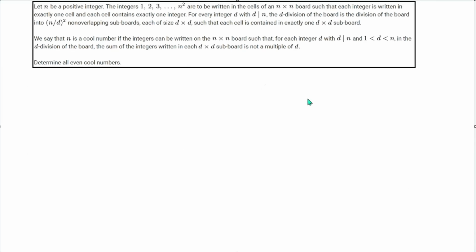So what are the main takeaways from this problem? Well, the first one is to look at small cases, because this can definitely help. Because when we look at small cases, we can get an idea for what the answer should be. And in this case, we found that the answer should be powers of 2.